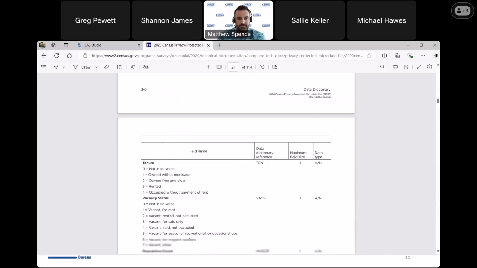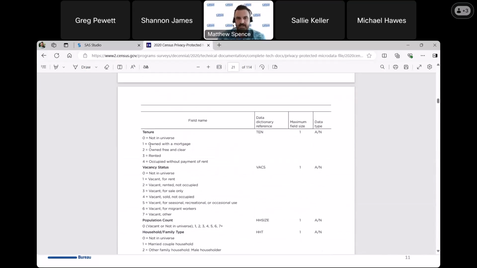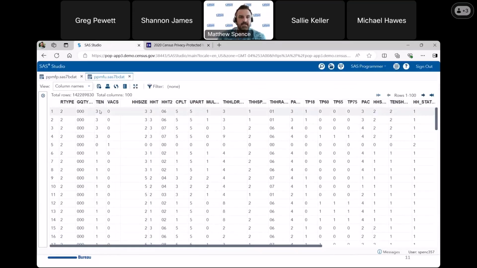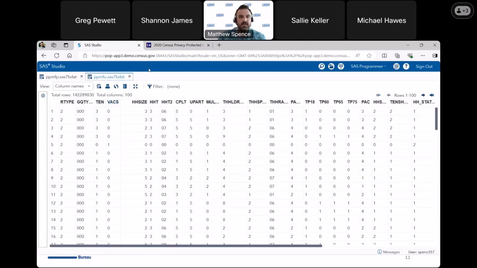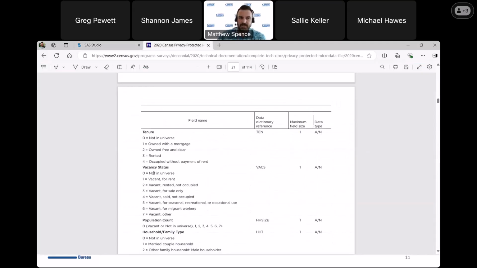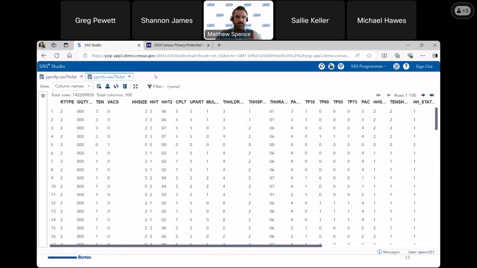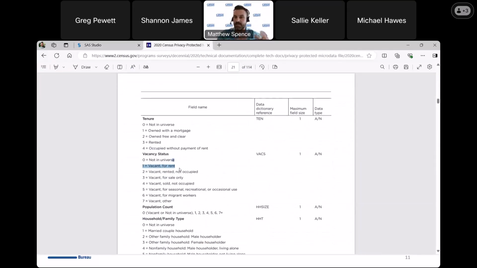Scroll down a little bit. Tenure, or TEN, is the next one. And this record has TEN 3, which means that they rent. This housing unit is rented. And you can see vacancy status, VAX, is 0. That's because it's rented, so it's not in the universe for vacancy. It's not vacant, so it's NA for this vacancy status. So that's a little bit about how you might look at these data, how you might use the documentation hand in glove with these data.